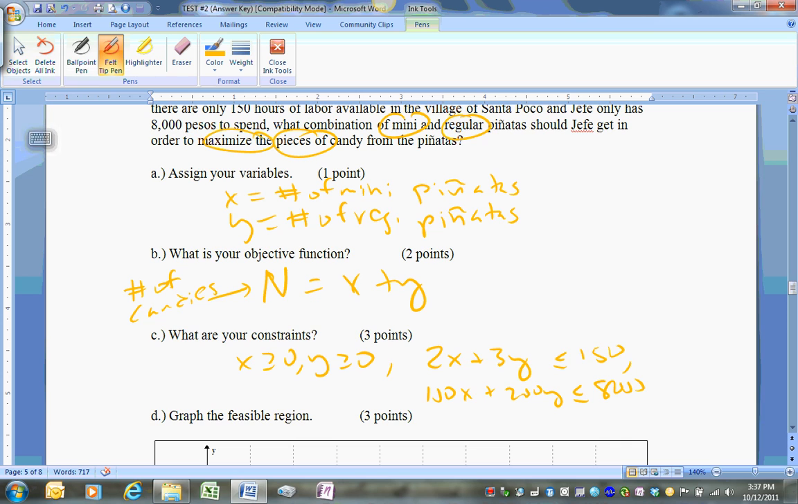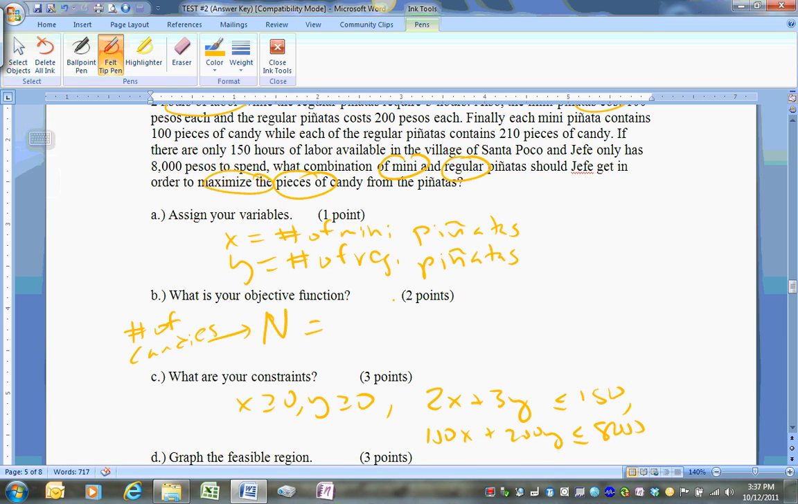And you know what? I'm kind of really losing my mind, because each piñata has a different number of candies. We want to maximize the number of candies, not the number of piñatas. So I was wrong. The objective function is not x plus y. It's 100x plus 210y because that's the number of candies from each one. So we have to figure out how many piñatas to make and then figure out the candies from that.